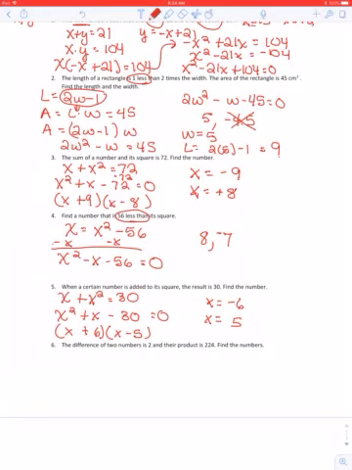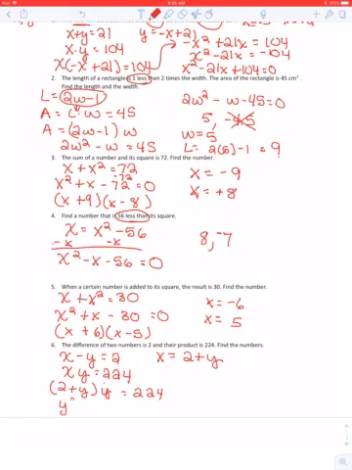The difference of two numbers is 2, and their product is 224. So that's similar to the one that we began with. So we have x minus y is 2. Their product, meaning multiplication, is 224. So then we solve for x or y. This time I'm going to solve for x. So I have x is equal to 2 plus y. I just did that so I wouldn't have to deal with the negative. So then I have 2 plus y times y equals 224. So I get y squared plus 2y minus 224, because I moved the 224 over to the other side, equals 0.